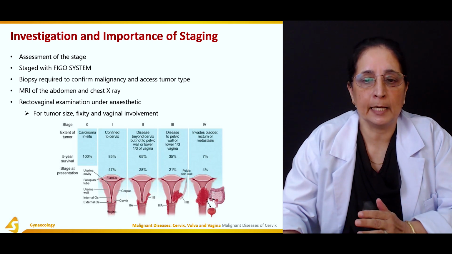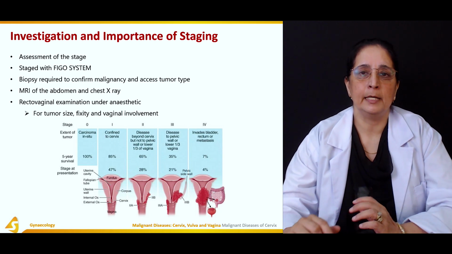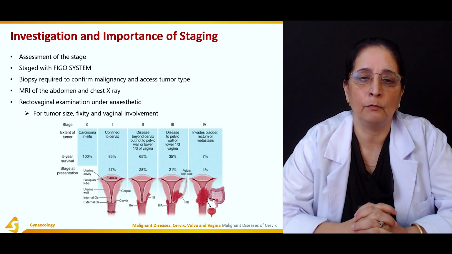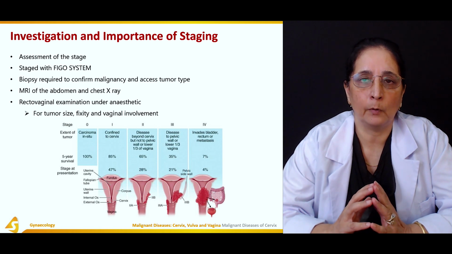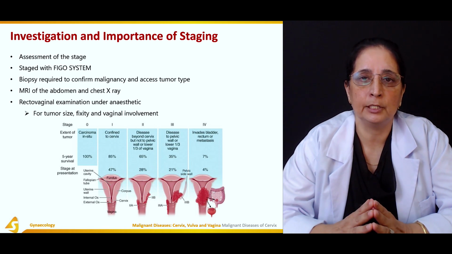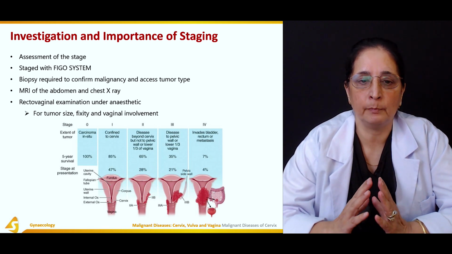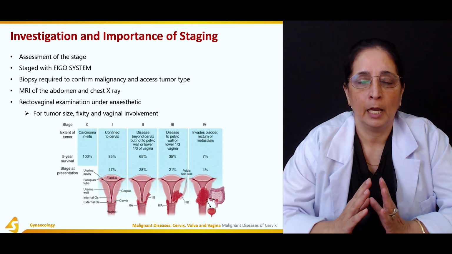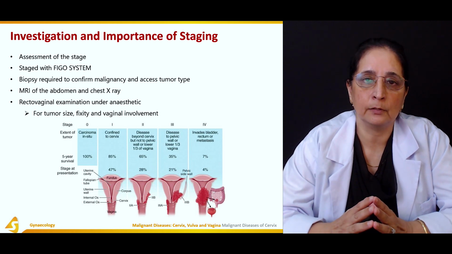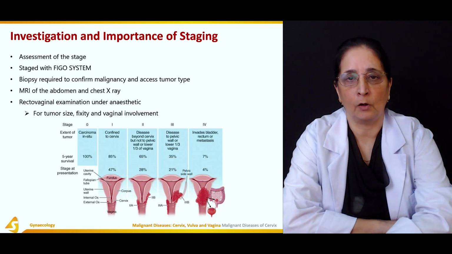Then rectovaginal examination is also performed under anesthesia for finding tumor size and if there is any fixity and vaginal involvement. So investigation and importance of staging is very, very important. Staging, early diagnosis. Diagnosis is done by pelvic examination, by MRI, chest x-ray, and also by rectovaginal examination, which tells us what's the size of the tumor or whether it's fixed or whether the vagina is involved or not.